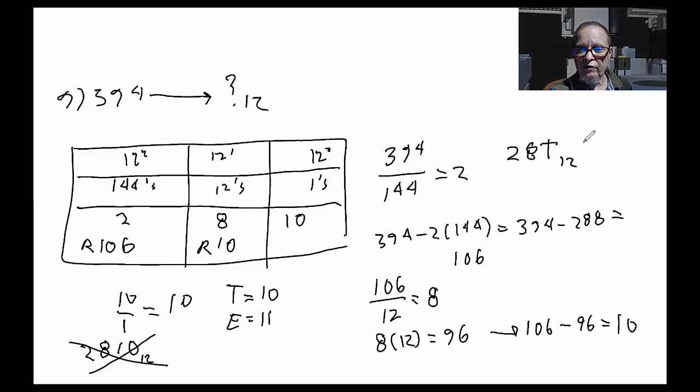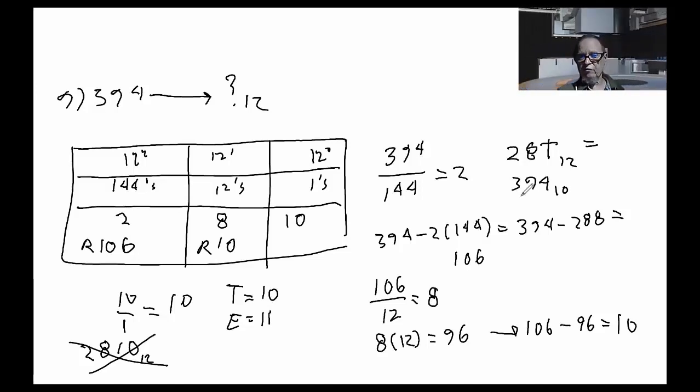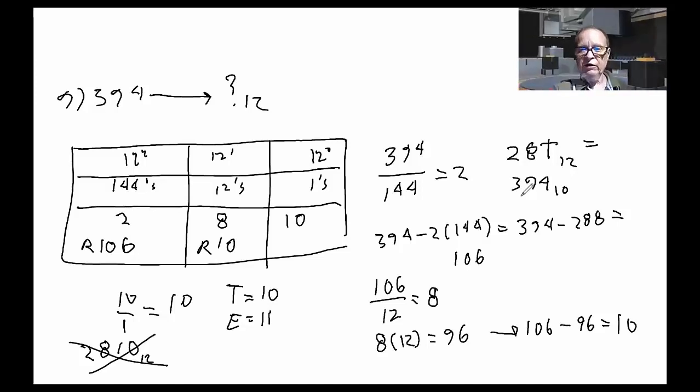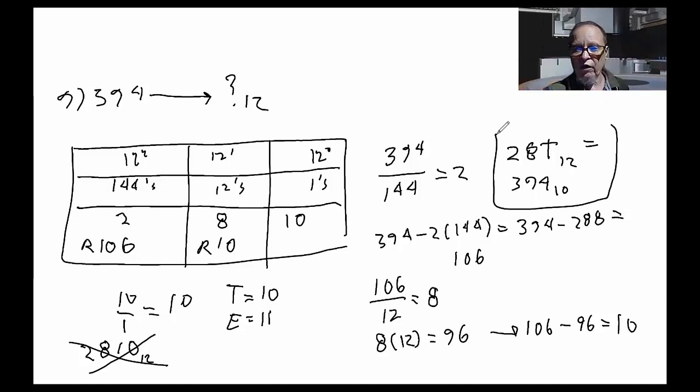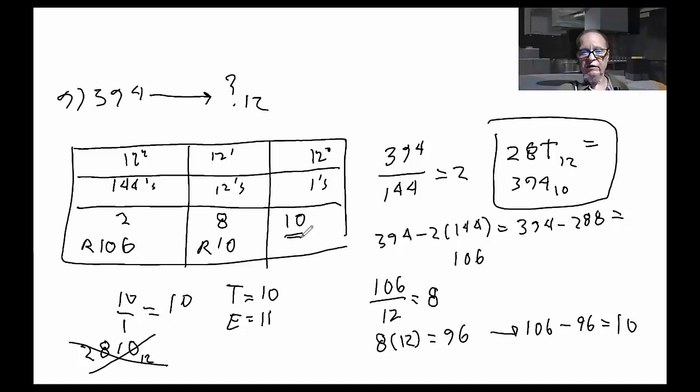2, 8, T base 12 is equal to 394 base 10, which is our base system. Because of course the other way would be too large and would not make any sense. So here is how we would write something where we have a 10, and if that was 11, instead of a T, we would write an E. But it's 10, so we write a T.